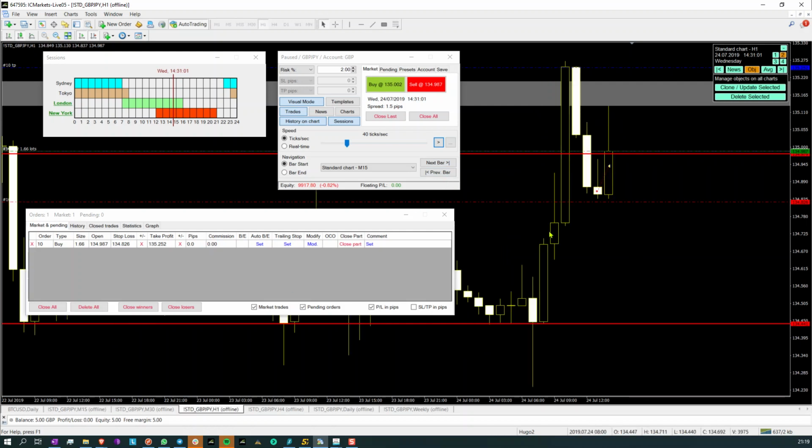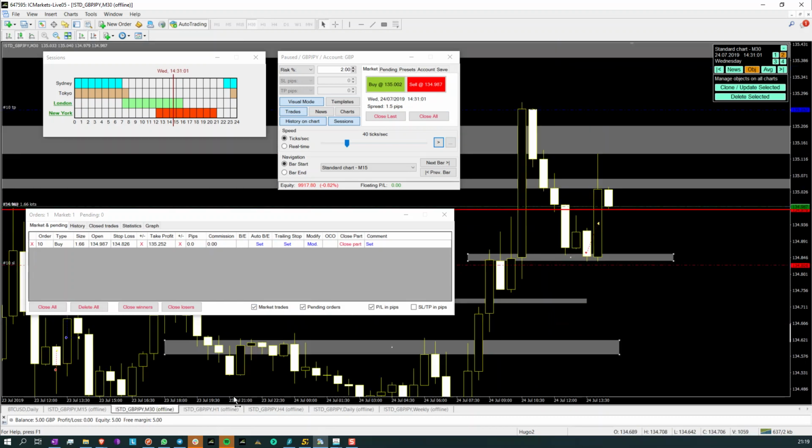Let me think. 1 hour did that. It's rejecting. M30 closed bullish. It's rejecting and wicking down now. It gave me 14 pips. Really? It gave me 14 pips, but my stop was 16 and I didn't take it.